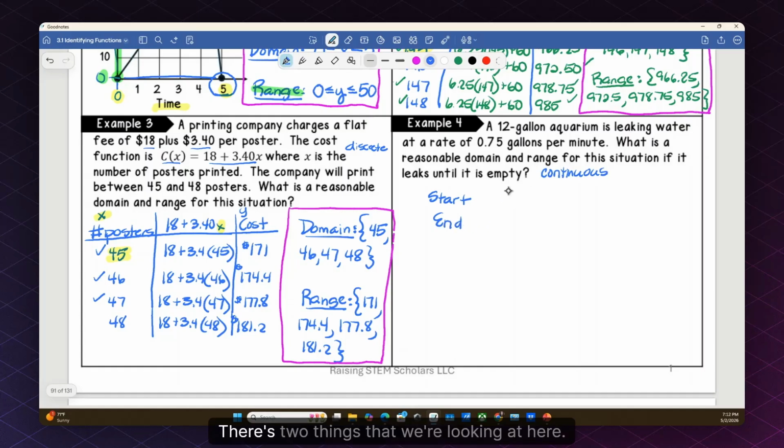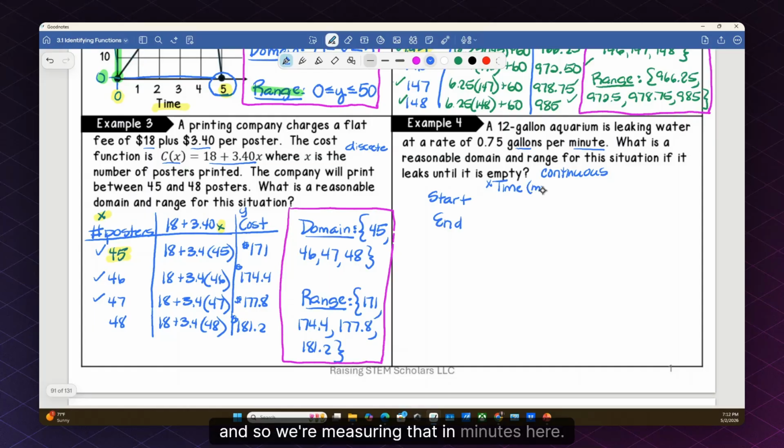There are two things that we're looking at here. We see gallons and minutes. Minutes is typically going to be our x value. That's going to be time.